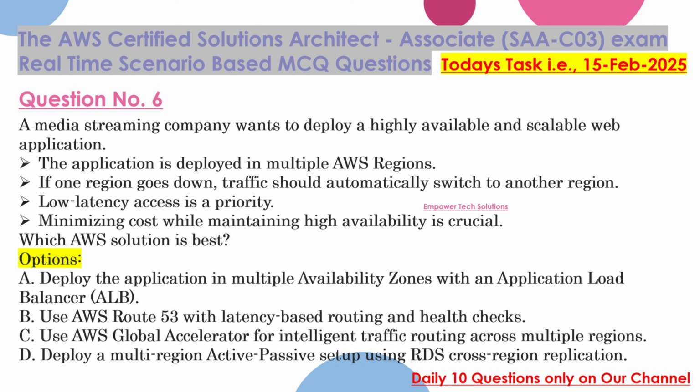Options: A. Deploy the application in multiple availability zones with an Application Load Balancer, ALB. B. Use AWS Route 53 with latency-based routing and health checks. C. Use AWS Global Accelerator for intelligent traffic routing across multiple regions. D. Deploy a multi-region active-passive setup using RDS cross-region replication.